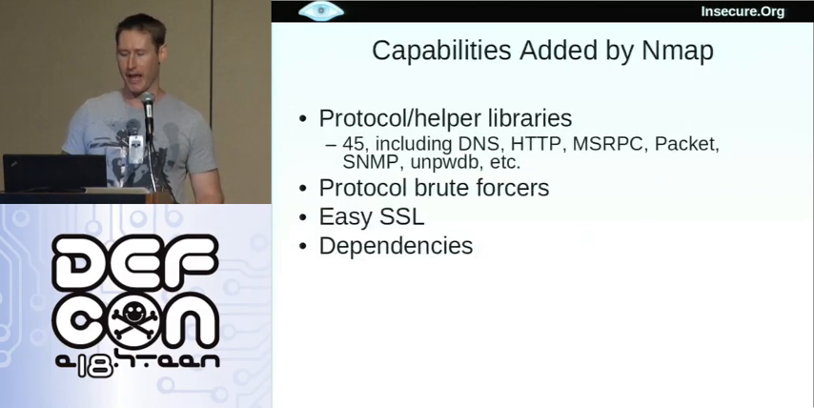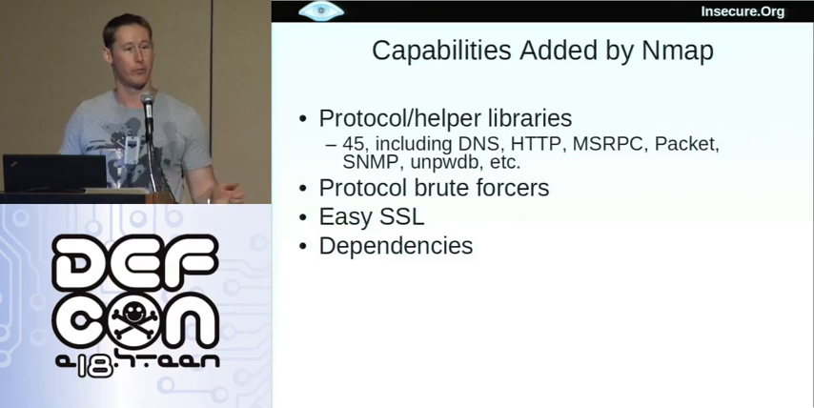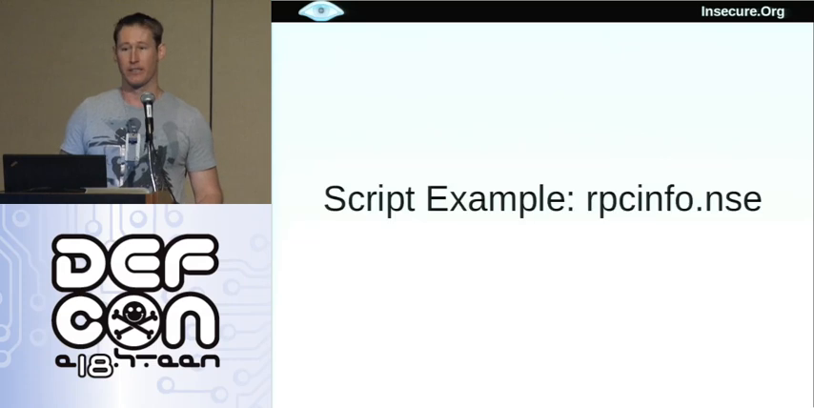Nmap adds a few capabilities to that. We have protocol and helper libraries. They help you make, say, an SMB query or an HTTP request without getting bogged down in the details of the protocol for making those requests. We have protocol brute forcers, like we looked at SMB brute, so that it can find the passwords for you in those times when you really need them. We have SSL, and we have the dependency system. We talked about how SMB enum users can then take that username list, and SMB brute knows to have users run first, take those results, and crack them. So that's a really quick overview of what we've added.